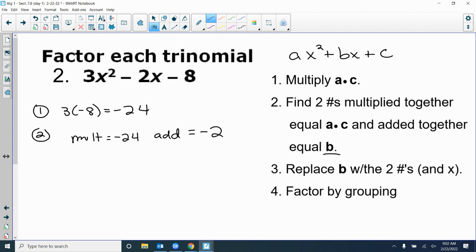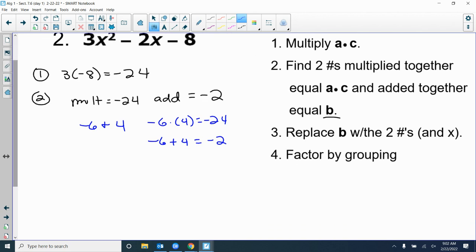All right, take a second. Ellie? Would it be -6 plus 4? So she says -6 and +4. What's -6 times 4? -24. What's -6 plus 4? -2. Sorry, you actually gave me the right numbers. Those are the two numbers.